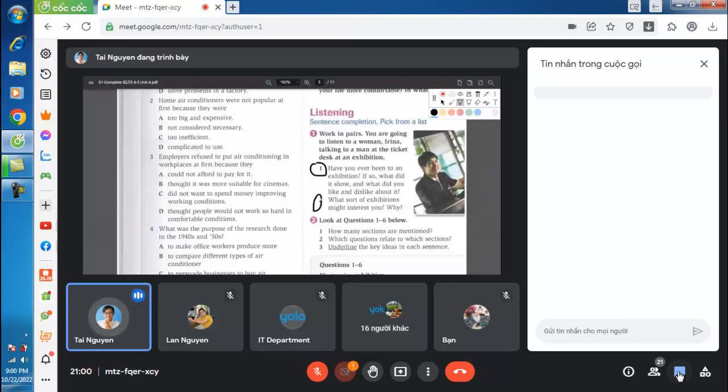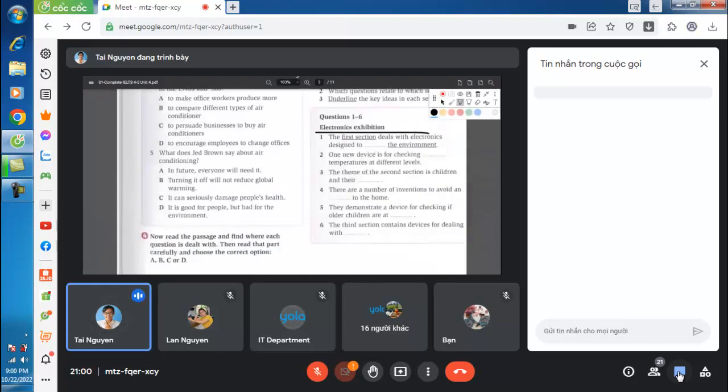So anyway, electronic exhibition. Yeah, this is the one. A very big event. So the first section deals with electronics design too. What do we need here? Verb, noun, adjective. Verb, of course, right?